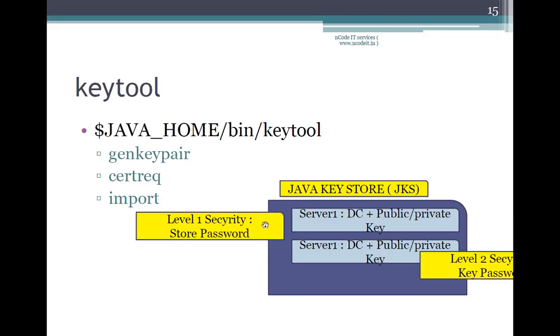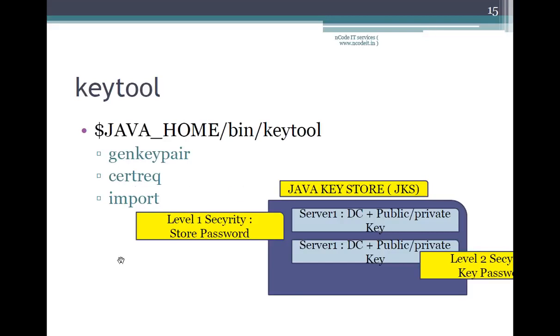So the first part, the generation of the key, getting it signed by a CA, and importing it back into the keystore, that's the generic part. Configuration is what is specific to a product. So let's first see how to generate a digital certificate and a public-private key.